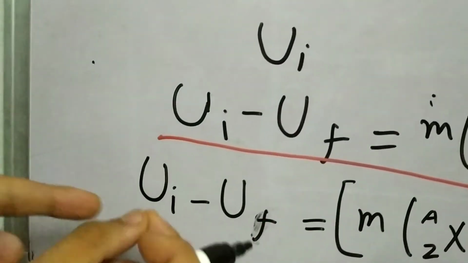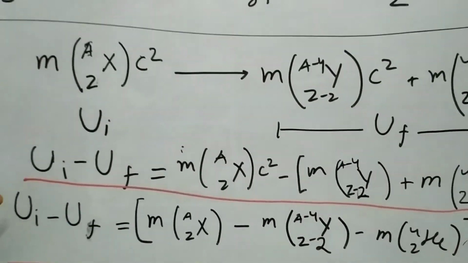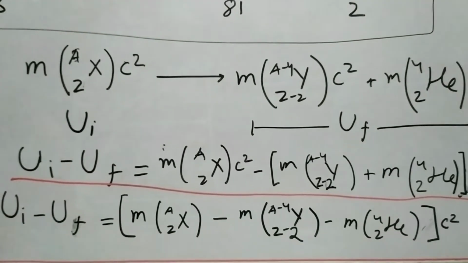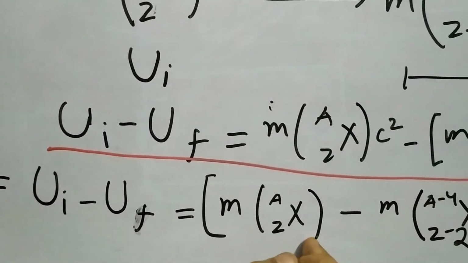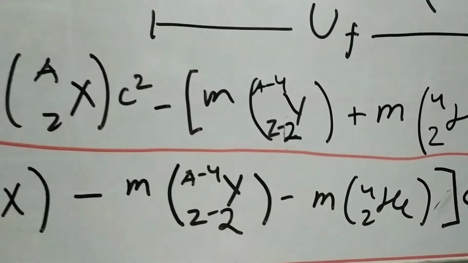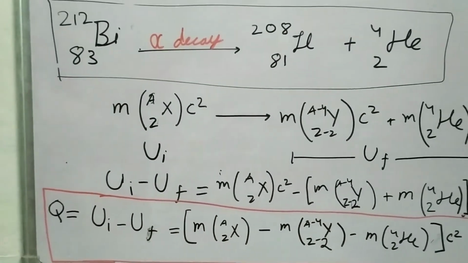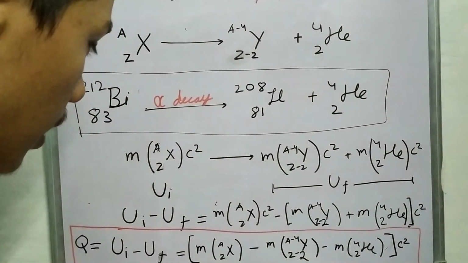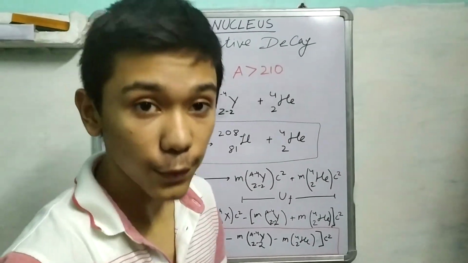This value Ui minus Uf, the initial energy minus the final energy, is called the Q value of a reaction. So we can write Q equal to the mass of the parent nucleus minus the mass of the daughter nucleus minus the mass of our alpha particle, times c square. This is a complete equation, and the Q value tells us if the reaction is feasible or not, because if the Q value is negative, then the nucleus won't decay by itself.